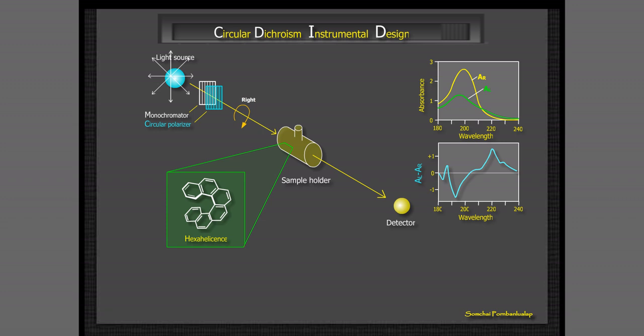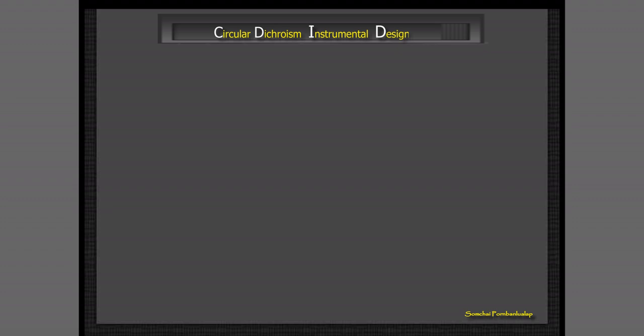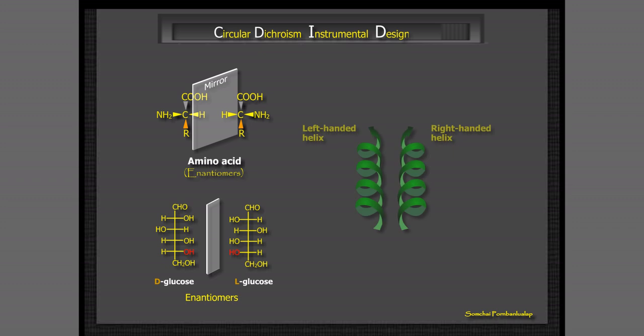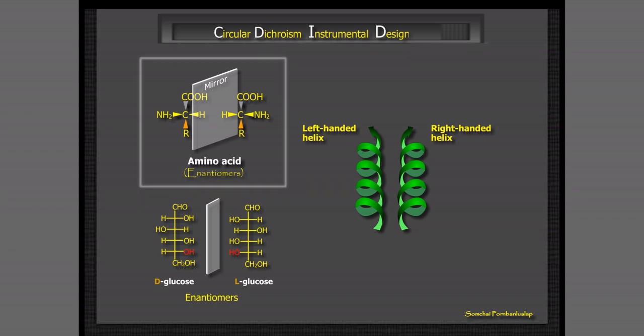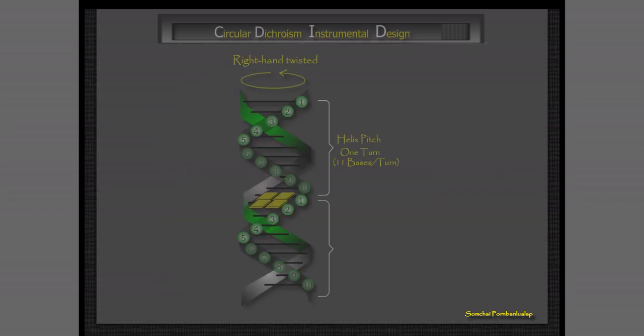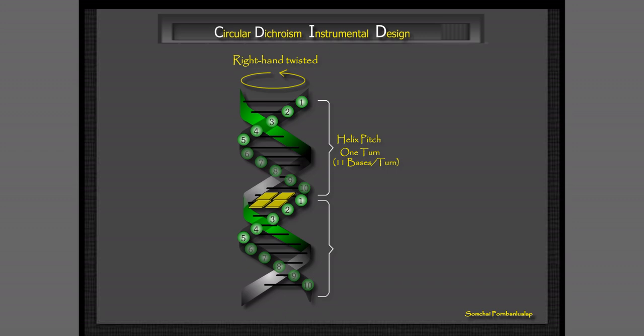CD spectroscopy is widely used in the analysis of biomolecules and macromolecules. Many biomolecules, including amino acids, carbohydrates, proteins, and DNA, possess asymmetric structures. For example, amino acids exist as two enantiomeric forms, L and D, and helices found in proteins are typically right-handed. The most common form of DNA, B-DNA, is a right-handed helix.